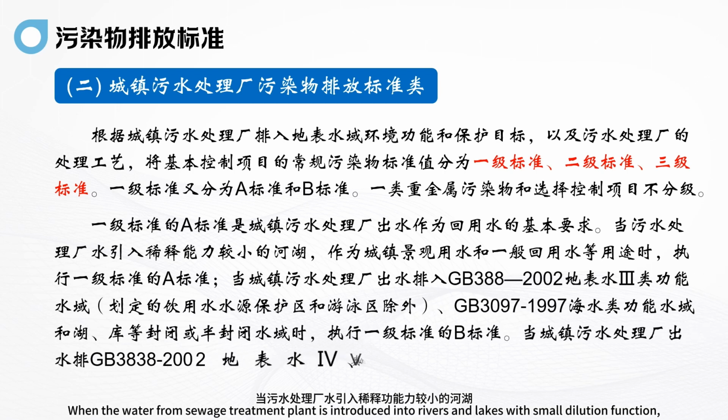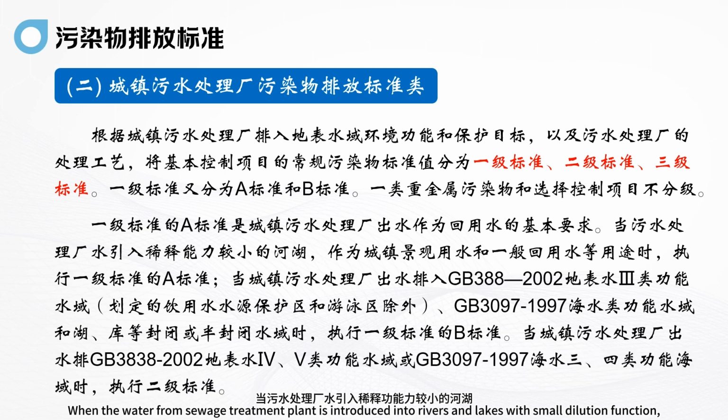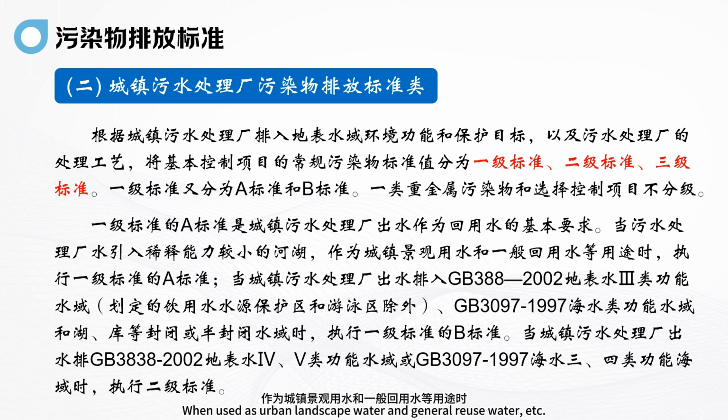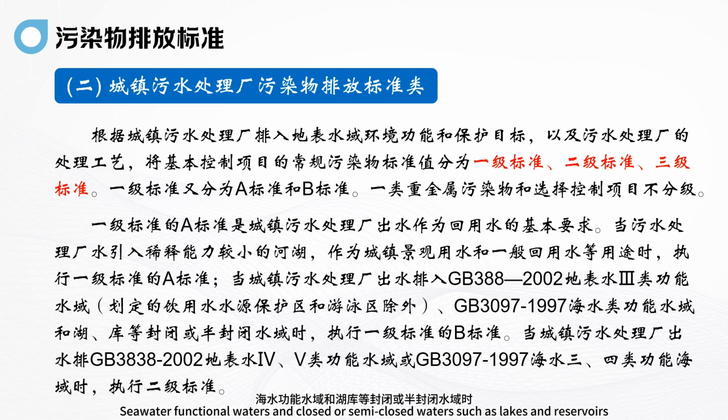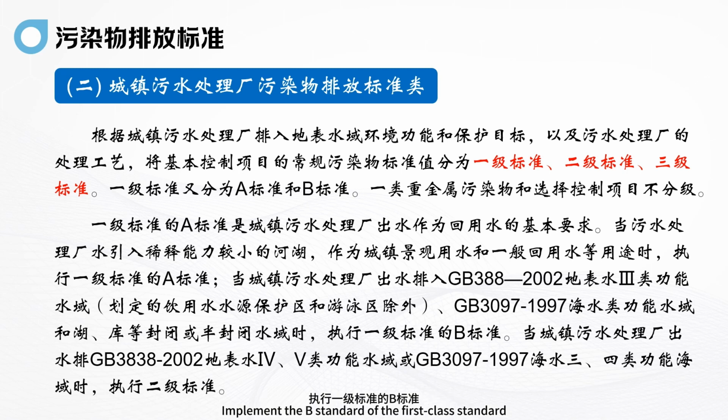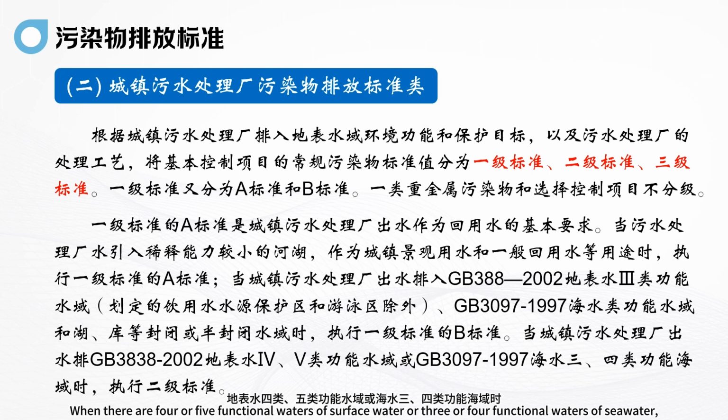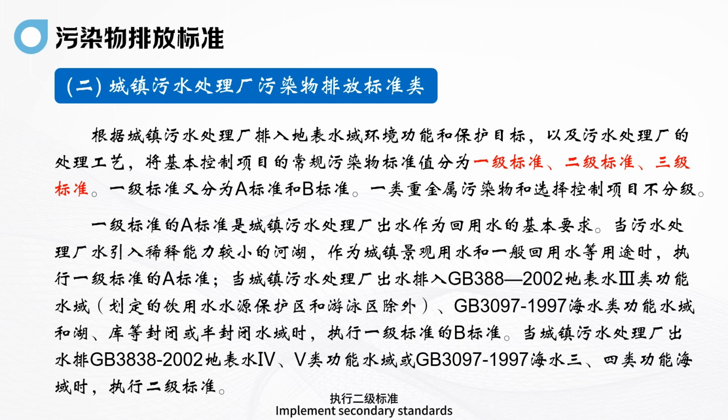When the water from a sewage treatment plant is introduced into rivers and lakes with small dilution function, or used as urban landscape water and general reuse water, implement the A standard of the first-class standard. When the effluent of an urban sewage treatment plant is discharged into Class 3 functional waters of surface water, seawater functional waters, and closed or semi-closed waters such as lakes and reservoirs, implement the B standard of the first-class standard. When the effluent is discharged to Class 4 or 5 functional waters of surface water or Class 3 or 4 functional waters of seawater, implement secondary standards.